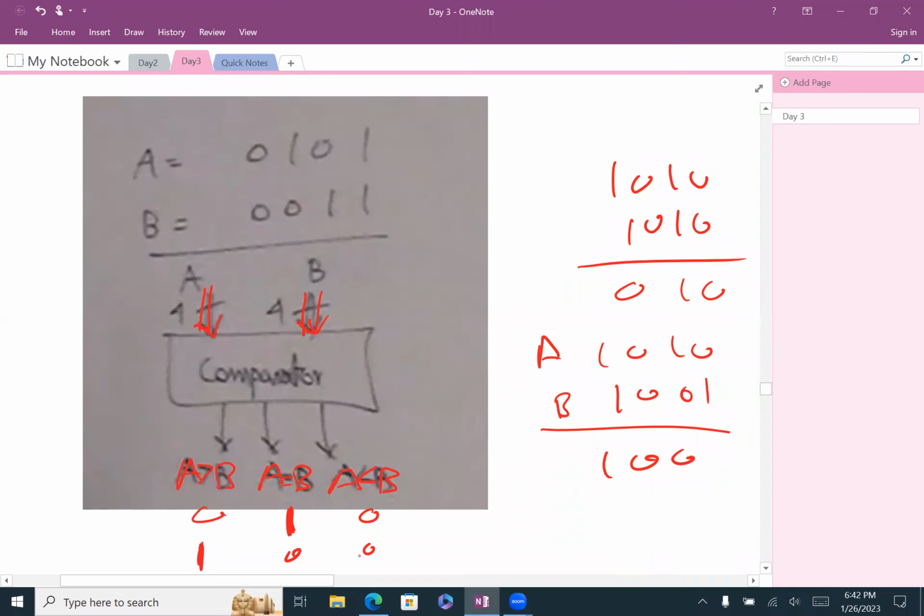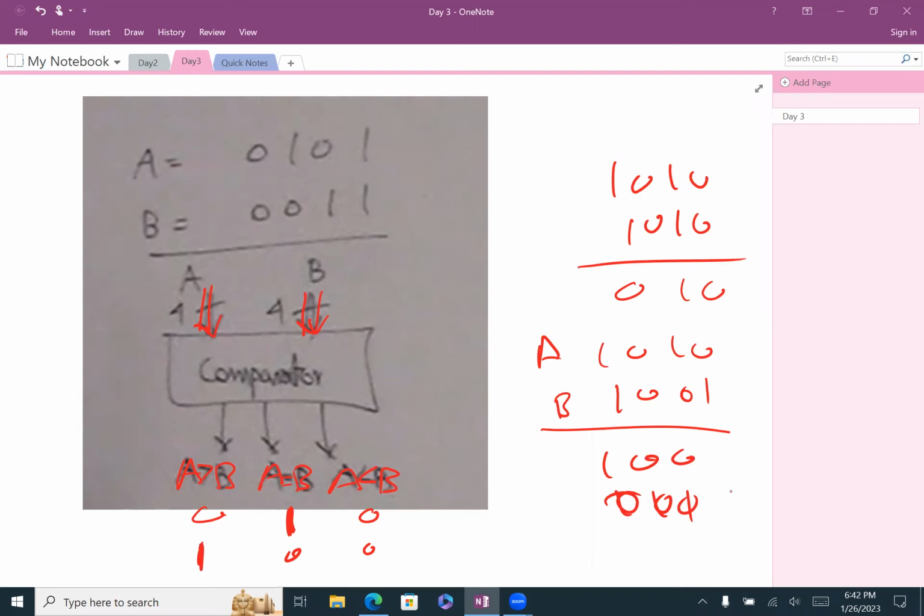All right. Can the answer be 1 1 1? Can the answer be 0 0 0? No. So you have don't care states. That's impossible to happen. Correct.